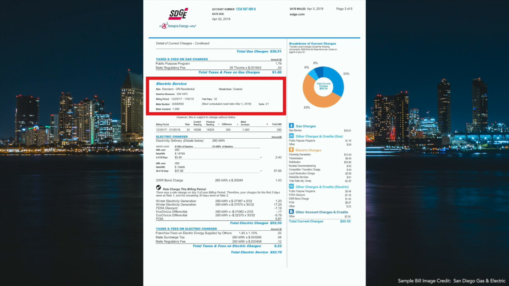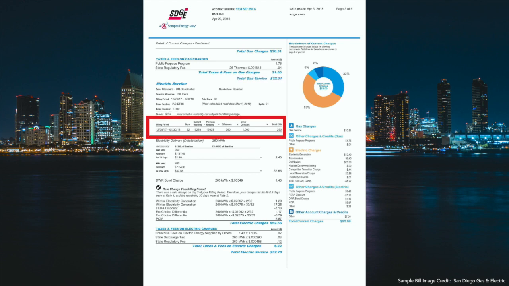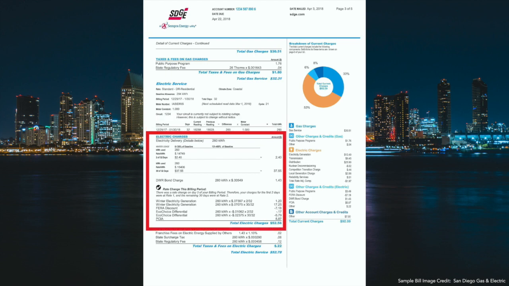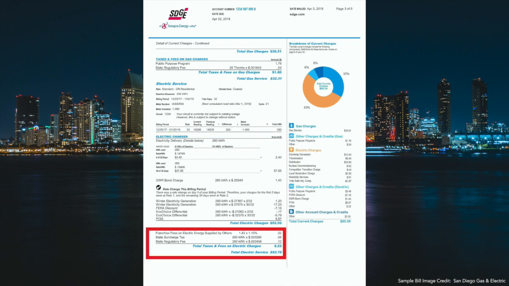Below this information, you will find details about your previous and current meter readings, billing period, and total electrical consumption for the billing period, which is indicated in kilowatt hours. Immediately below that section lies the electric charges section, which breaks down your usage for the billing period and the rate you are charged accordingly. Below this section, you will find a breakdown of different fees, taxes, and credits applied to your bill, and a final summation of total electric service charges.